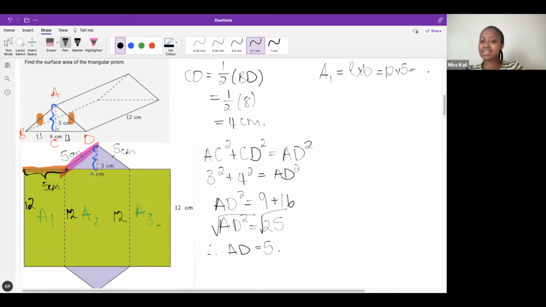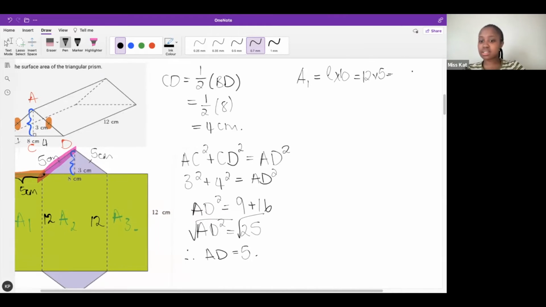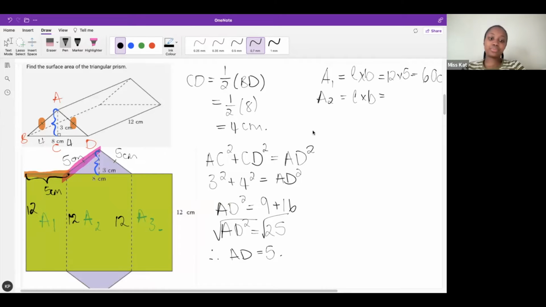60 centimeters. Just centimeters. Centimeters what? It's all right, Buntle. Welcome. Centimeters squared. Done with area 1. Area 2. It's the one in the middle. It's still a rectangle. Length times breadth. What is the length for area 2?